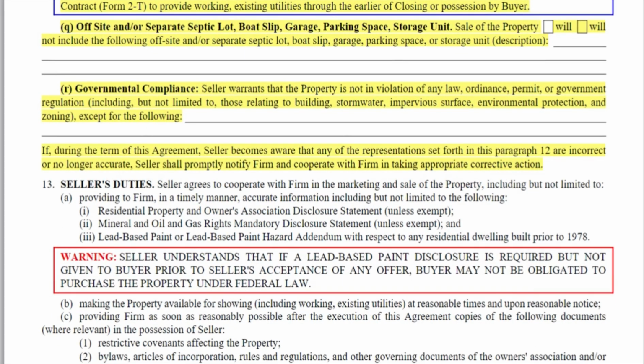If during the term of this agreement the seller becomes aware of any of the representations set forth in this paragraph 12 are incorrect or no longer accurate, seller shall promptly notify the firm and cooperate with the firm in taking appropriate corrective action. So anything that we've stated in this agreement thus far, if by chance you find out that, oh, I do have a second mortgage, I forgot all about that, just go ahead and let me know so we can make the necessary corrective action.